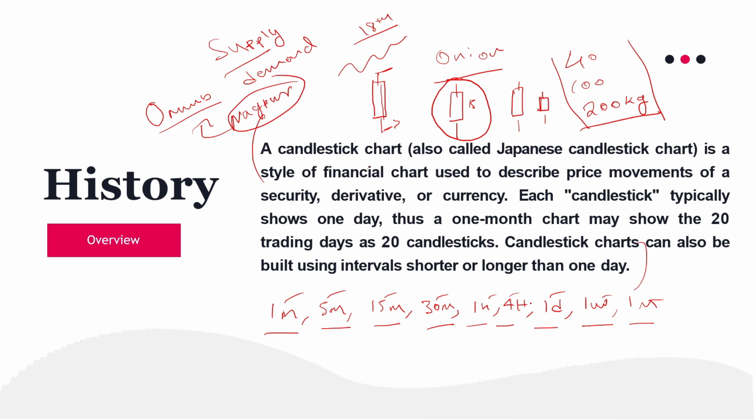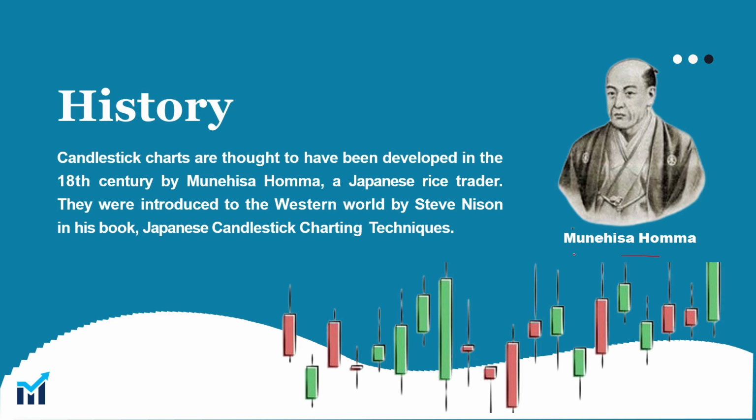All right. So let's understand who exactly invented the candlestick charts. A typical candlestick looks like this, guys. I'm going to come to that very soon. Candlestick charts are thought to have been developed in the 18th century by Munehisa, a Japanese rice trader. They were introduced to the Western world by Steve Nison. Steve Nison was the first person to be called a CMT. What is CMT? CMT stands for Chartered Market Technician.